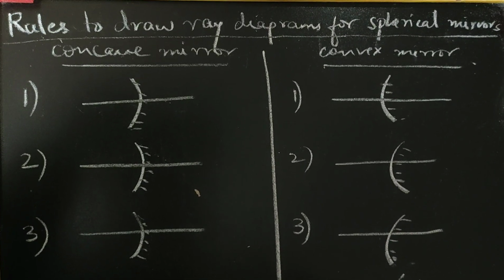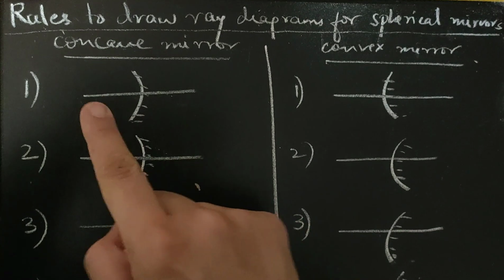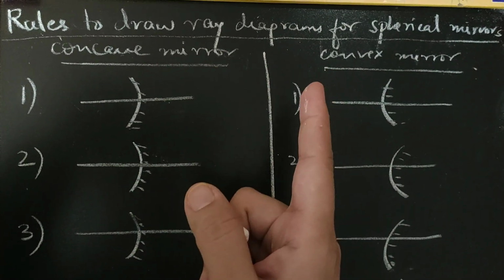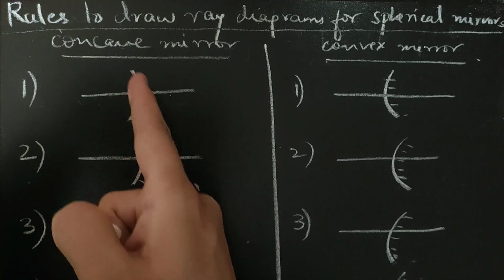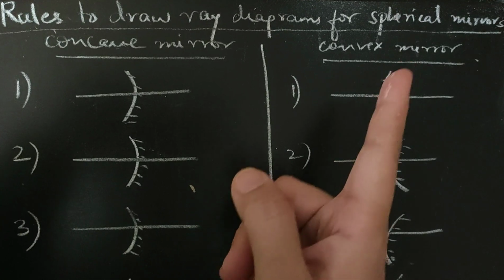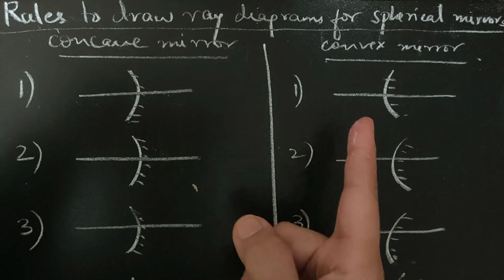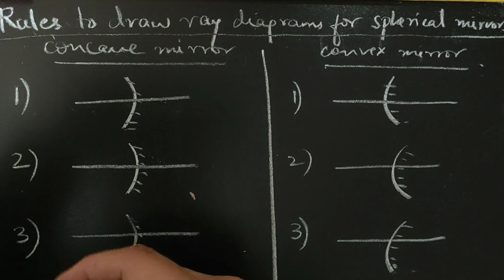Okay, so we'll start with the rules to draw the ray diagram for spherical mirrors. We'll be doing it simultaneously for both the mirrors, concave and convex. We know a concave mirror is the one which has the reflecting surface curved inwards, and convex is the one whose reflecting surface is bulging outwards. So there are 4 rules that we have for drawing the ray diagrams.